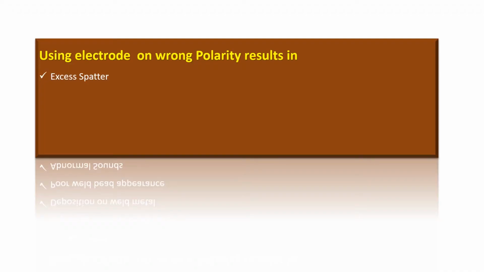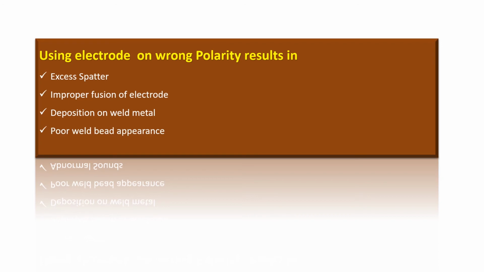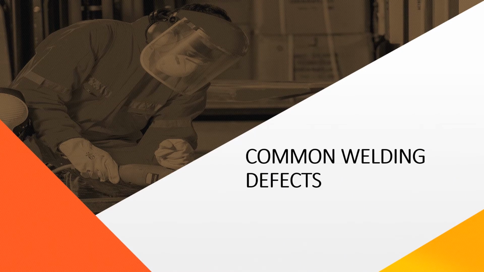Using an electrode on the wrong polarity results in excess spatter, improper fusion of the electrode, poor deposition of weld metal, poor weld bead appearance, and abnormal sounds. Common welding defects.